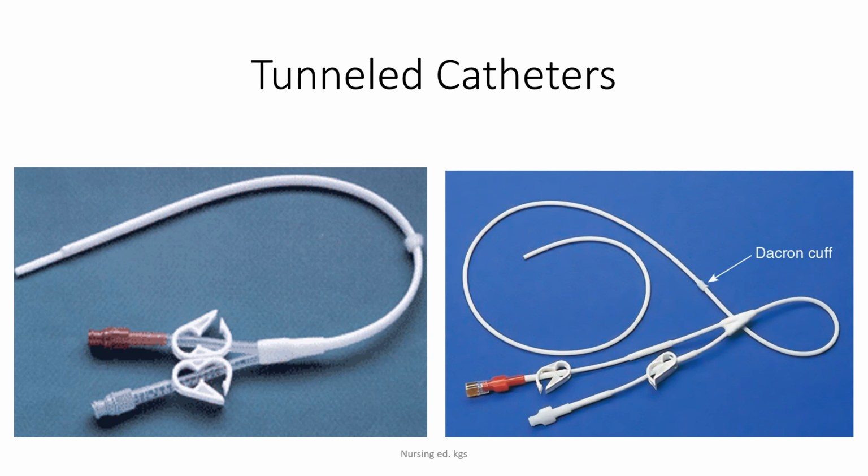These cuffs serve to anchor the catheter by becoming embedded in the surrounding skin, and they act as a protective barrier against infections. Now, in the context of hemodialysis catheters, the red opening will be used to draw blood from your vein and out of your body into the dialysis pathway, while the blue opening will be used to allow cleaned blood to return to your body.